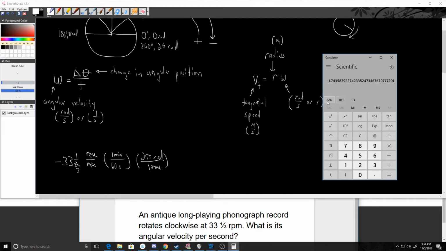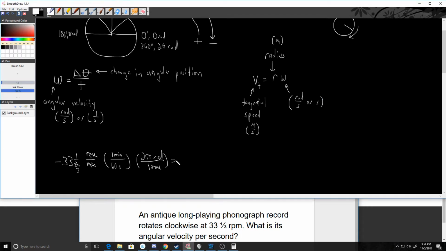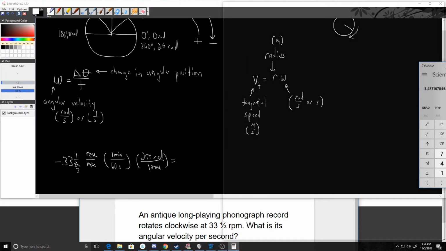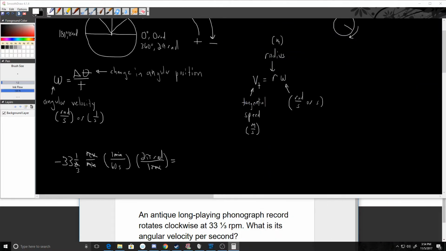All right, let's try that. Negative 33.3 divided by 60 times 2, let's go times pi. That gets us the right answer. So in this case, that'll be equal to negative 3.49. Wow, okay.